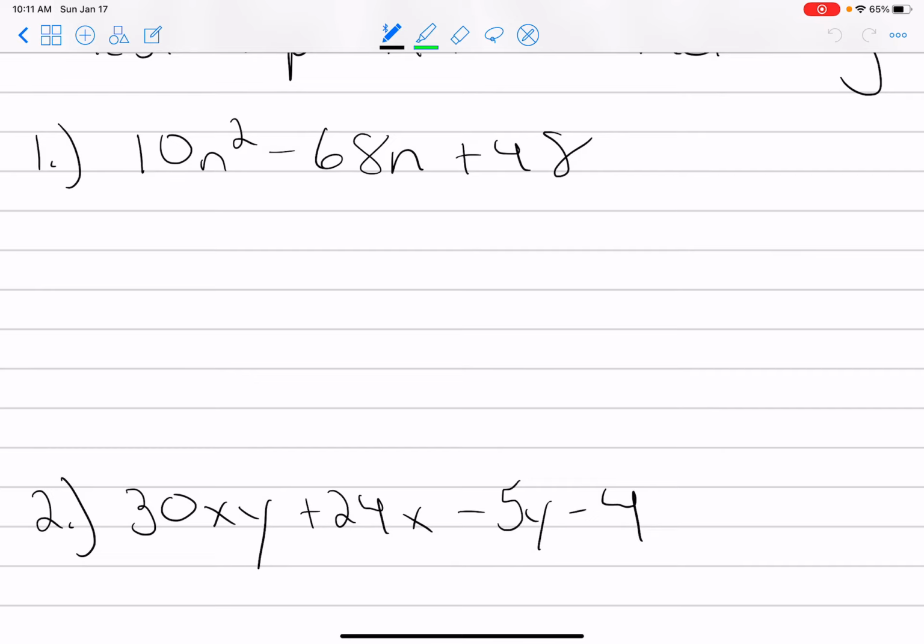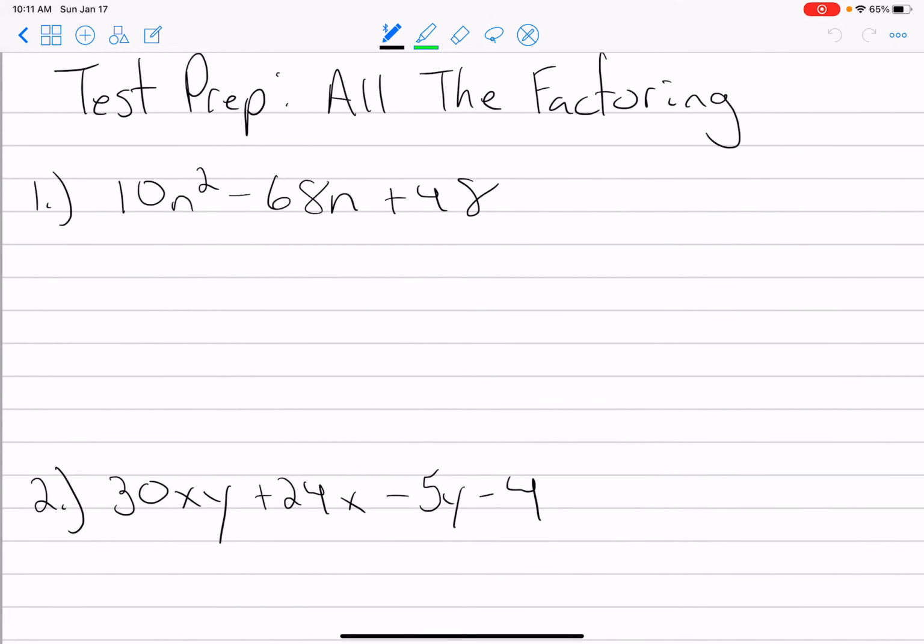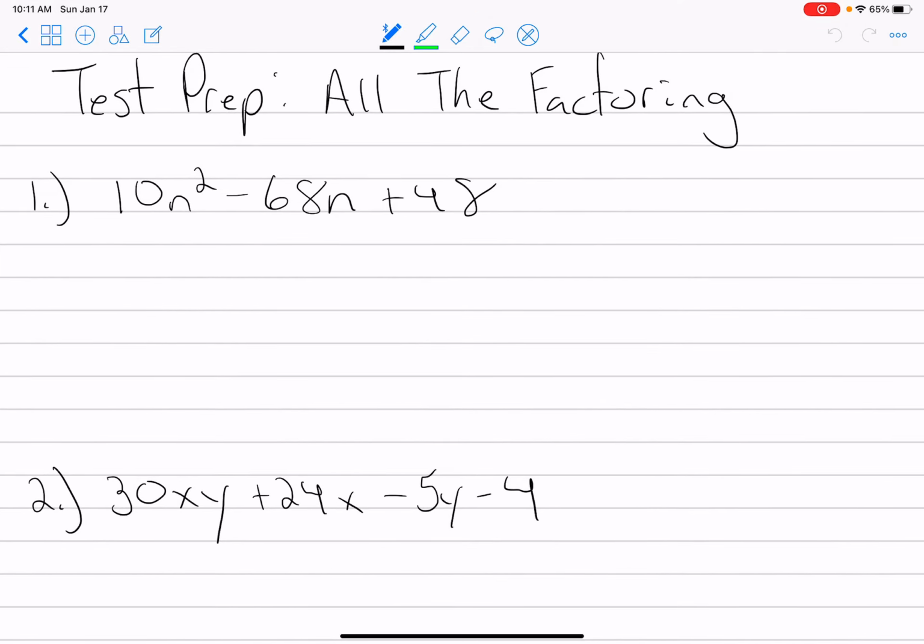10n squared minus 68n plus 48. I'm thinking first, let me look for a GCF. I can't take out any n's, but I can take out, looks like 2's. So I'm going to factor a 2 out. Remember, if there are 3 terms here, there always need to be 3 here. So I end up with 5n squared minus 34n plus 24.